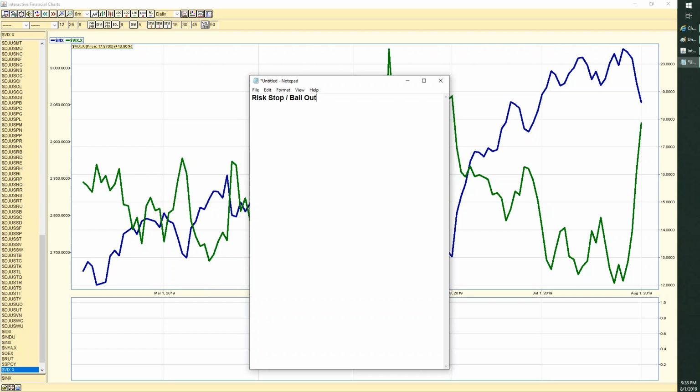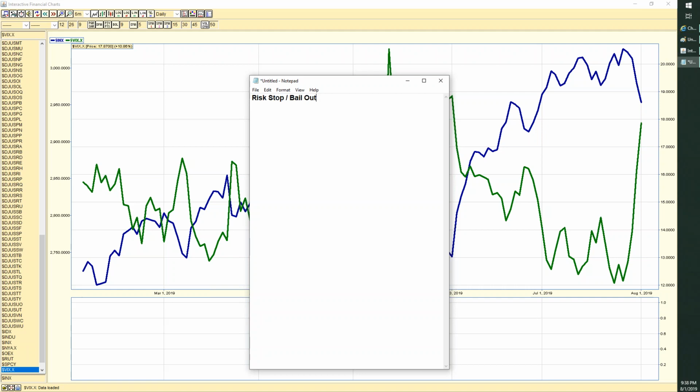On a directional strategy, this may have something to do with an underlying symbol price. With a theta decay strategy, it may also have to do with an underlying symbol price, but in a different way than in a directional strategy, related differently. In an implied volatility trade, it may be an implied volatility value. But you always set a risk stop or a bailout.